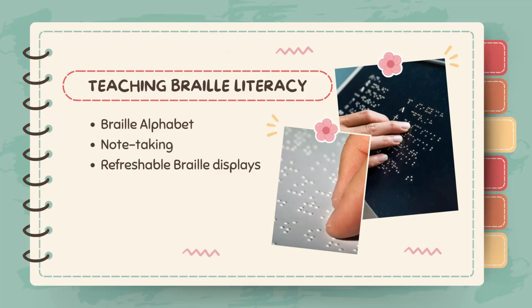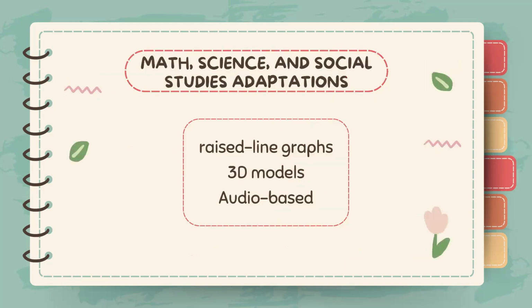Now, let's look at the adaptations in mathematics, science, and social studies. Subjects like math and science often rely heavily on visual information, so here are some ways to make them accessible. Again, using raised line graphs and tactile rulers for math, as these tools allow students to understand measurements and graphs through touch. Next, you may provide 3D models for science experiments, and audio-based geography lessons with descriptive narration of maps and locations can replace visual representations.